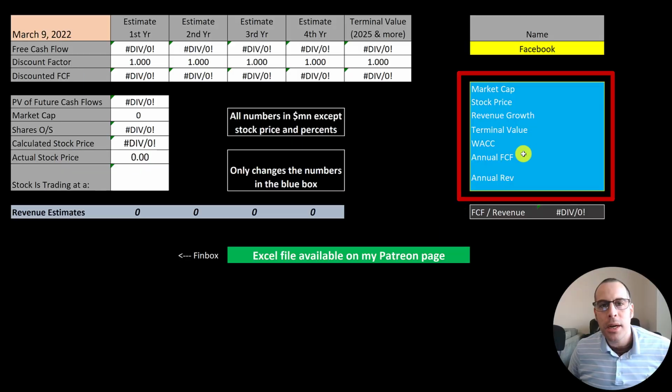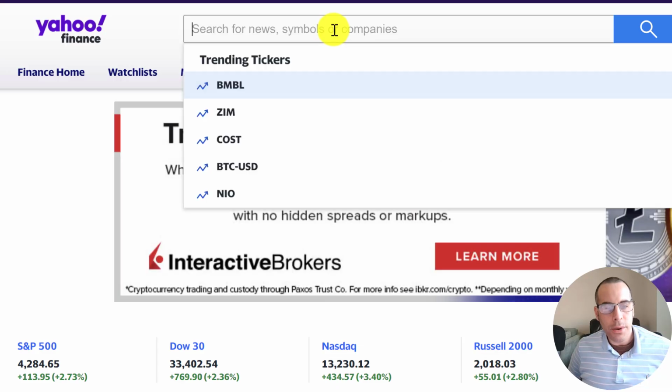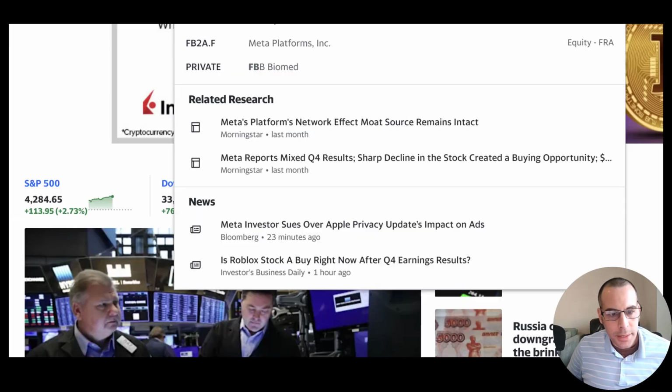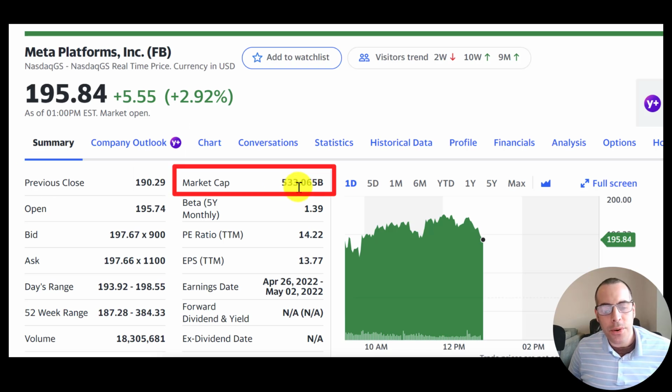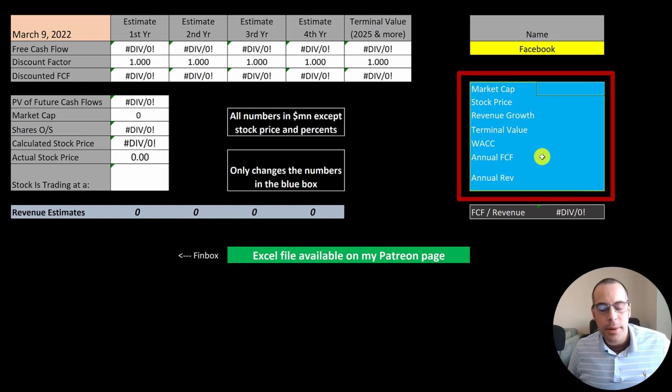Pretty much everything comes from Yahoo Finance. All you have to do is input 7 numbers. So let's get the market cap. Let's go to Yahoo Finance, type in FB, and the market cap is 533.065 billion. Type in the entire number, 533.065, and then 6 zeros. All the numbers are in millions. So even though it looks like 533,000, it's actually 533 billion.